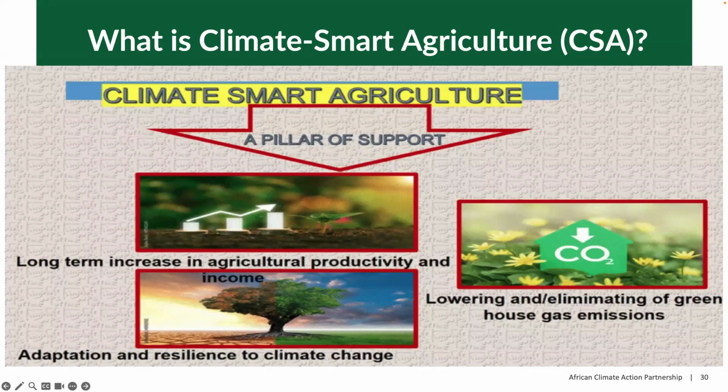So these are the major targets for why people practice climate smart agriculture in Nigeria: long-term increase in agricultural productivity, adaptation and resilience to climate change, and lowering greenhouse gas emissions. Now, you can see that climate smart is not a single technology, but a combination of a whole package that needs to be approached in a holistic manner. Simultaneously pursue these three goals of producing more food, strengthening our farms against climate shock, and where feasible, helping to fight the root cause of the problem.